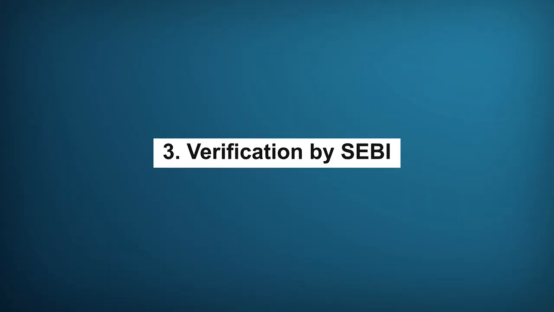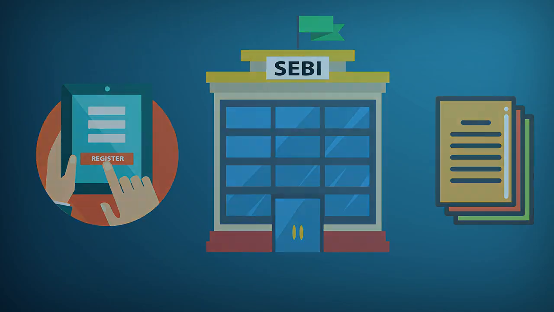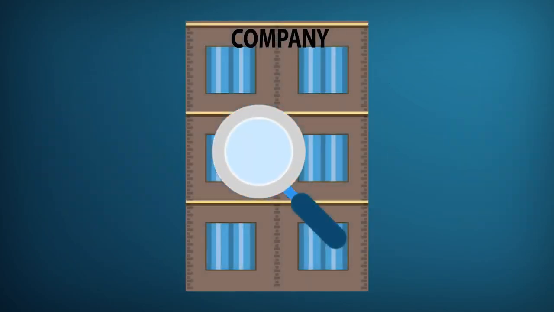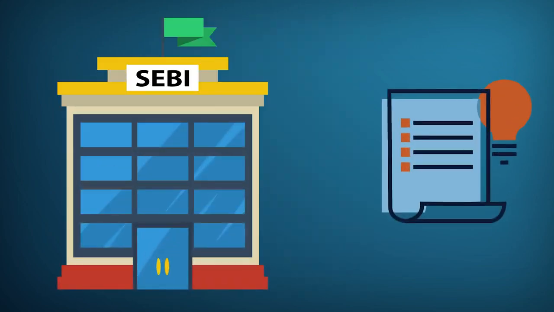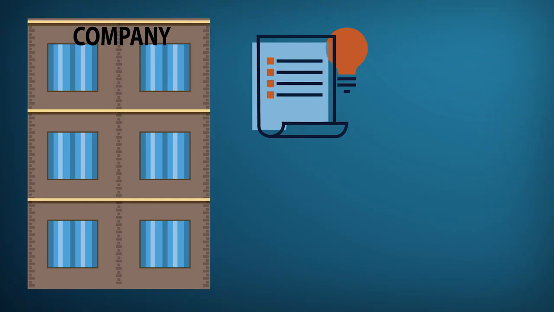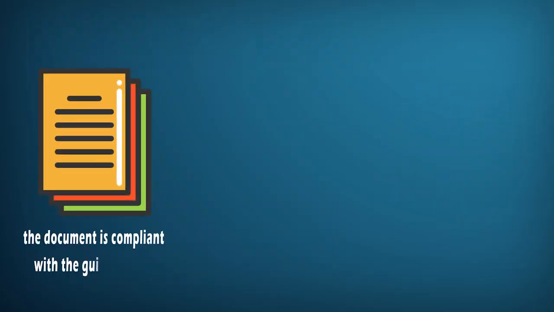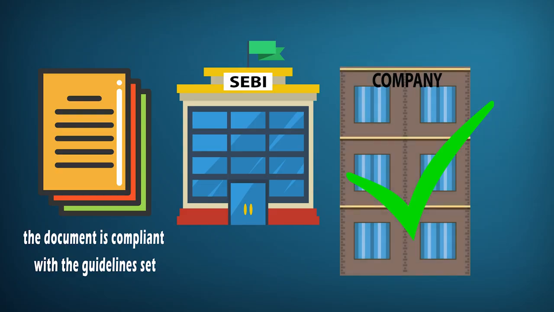Verification by SEBI. After the prospectus is submitted, SEBI reviews the document. Here, it ensures that every important detail about the company has been disclosed. If SEBI feels that adequate disclosures are not made or any errors exist, then it is sent back to be changed. Then the company works on these issues and after making the required changes, once again files for registration. Once the document is compliant with the guidelines set, SEBI allows the company to carry on with the IPO.